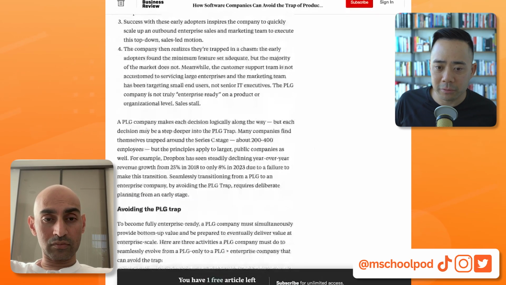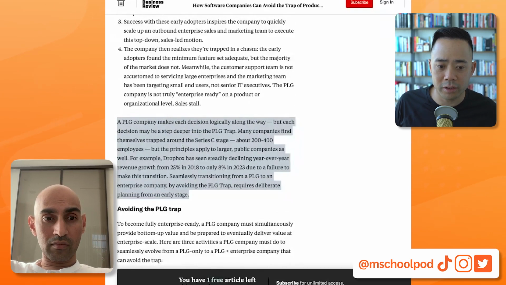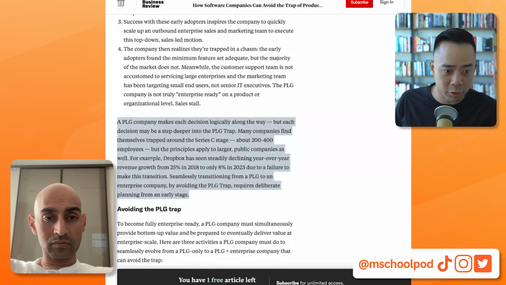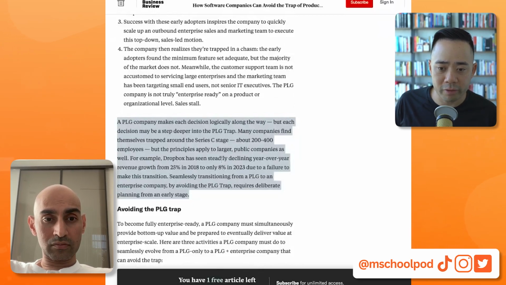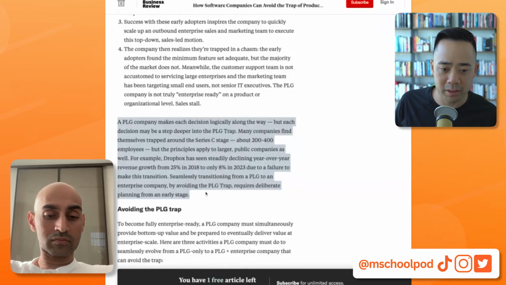One more thing, Neil. So over here, it says many companies find themselves trapped around the Series C stage, around 200 to 400 employees. But the principles apply to larger public companies as well. For example, Dropbox, the example that Neil gave, Dropbox has seen steadily declining year-over-year revenue growth from 25% in 2018 to only 8% in 2023 due to a failure to make this transition, seamlessly transitioning from PLG to an enterprise company. Avoiding the PLG trap requires deliberate planning from an early stage.